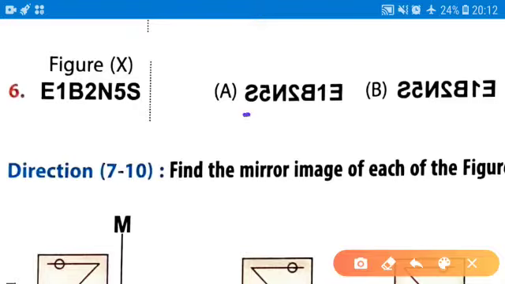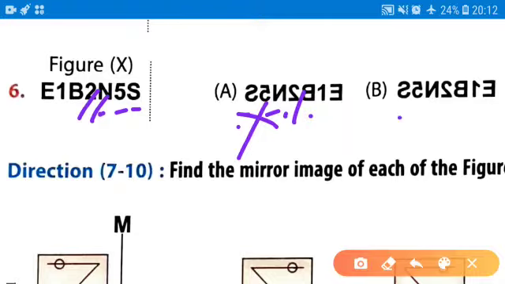The option S is correct, mirror image. 5 is okay, 5 is also correct. N is also correct. Then 2 is also correct. B is also correct, yes, B is also correct. 1 is not correct. Okay, so we cannot take this option A.